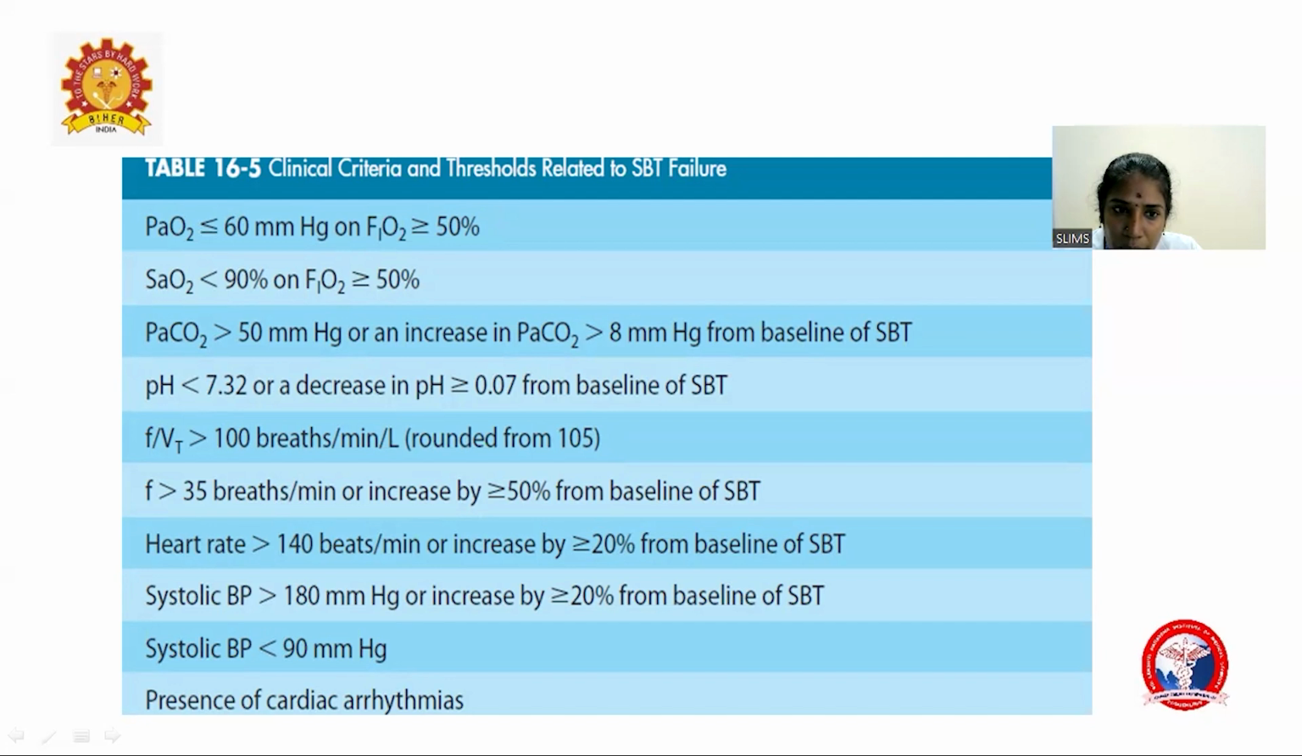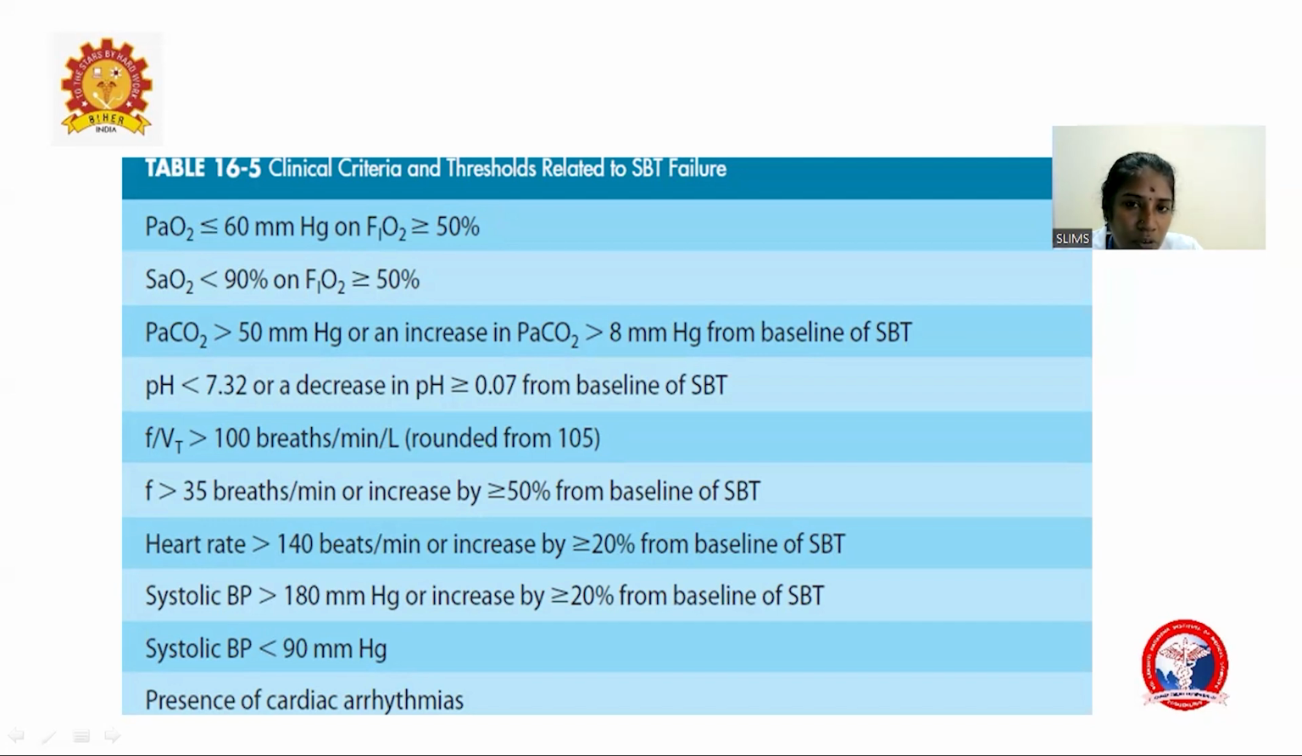If the breathing is more than 35 breaths per minute or increases up to 50% from the baseline of the spontaneous breathing, or if the heart rate is more than 140 per minute or more than 20% from the baseline of the SBT, or if the systolic blood pressure is more than 180 or less than 90 millimeters of mercury. If it is more than 20% from the baseline of the SBT, we should consider it a failure of the SBT. Then any presence of cardiac arrhythmia.